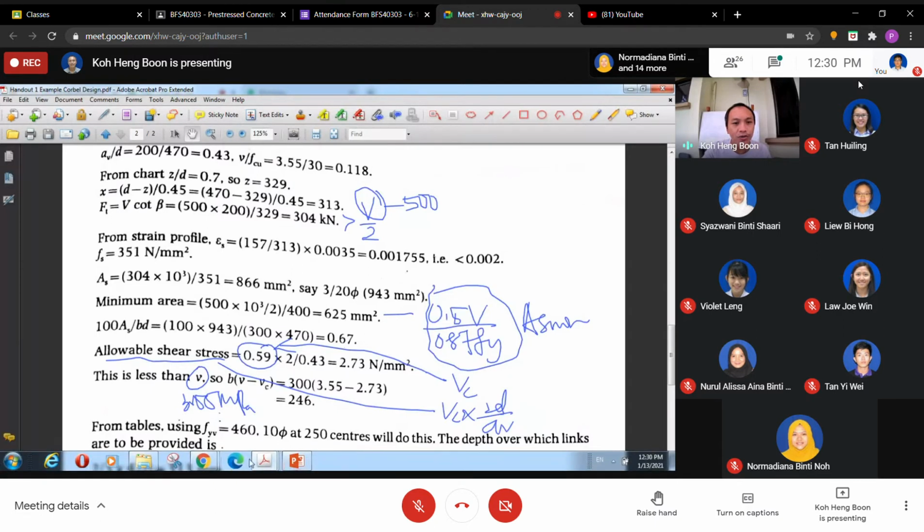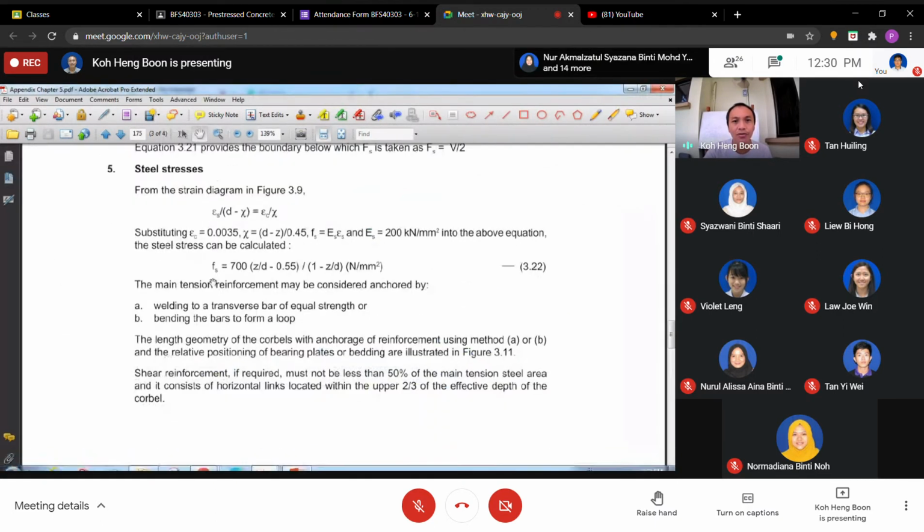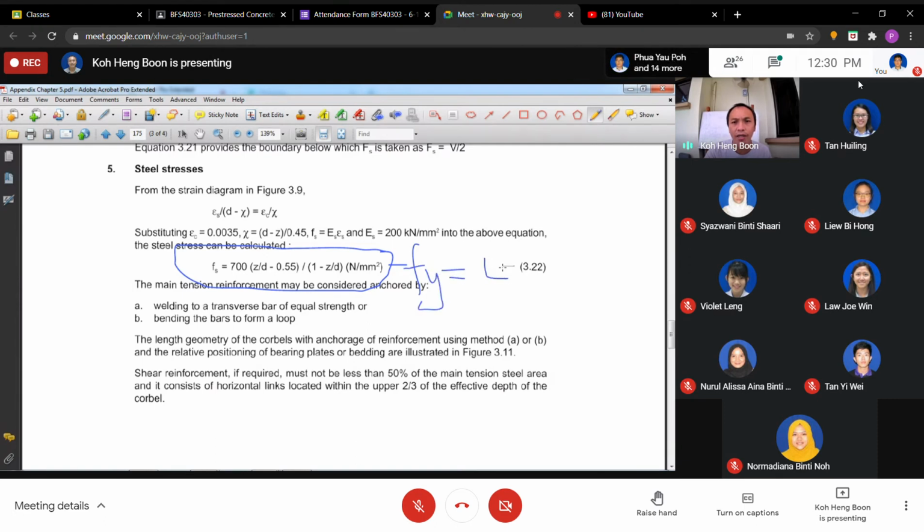Either you directly use this equation, because this equation is just for Fy equal to 460 megapascal. It is derived based on 460. If they say Fy equal to 500 or 250, you cannot use it like this. The value is different.